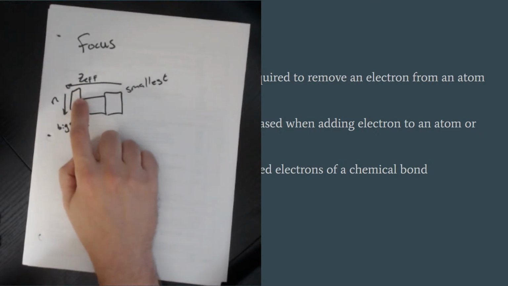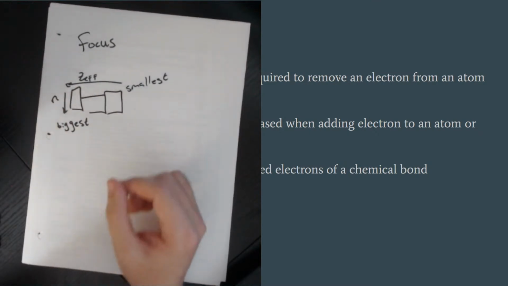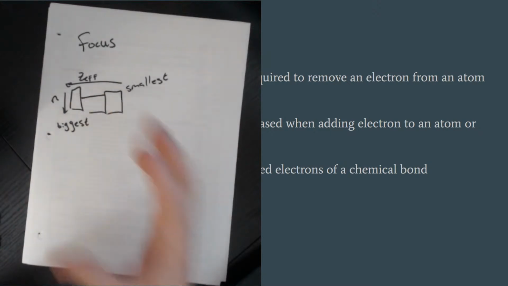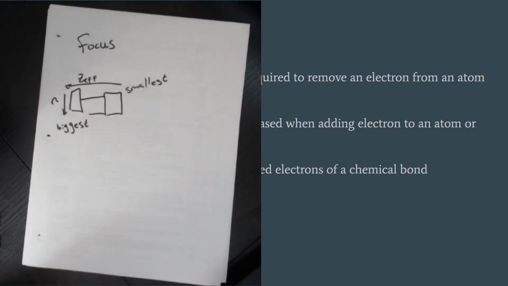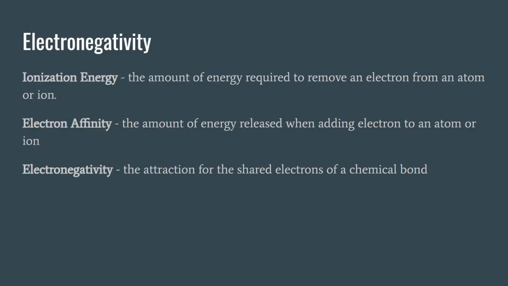Every step down the periodic table is a step out in energy level. The valence electrons are literally just getting further from the nucleus. Thus, the biggest atoms down here, smallest atoms up there. We're going to also deal with more trends. This time, we are going to look at ionization energy, electron affinity, and electronegativity.